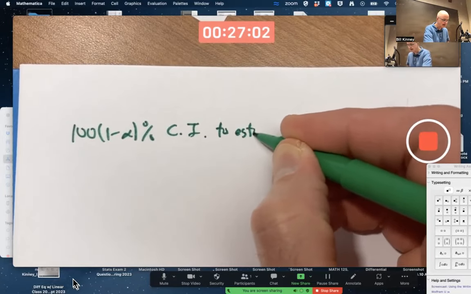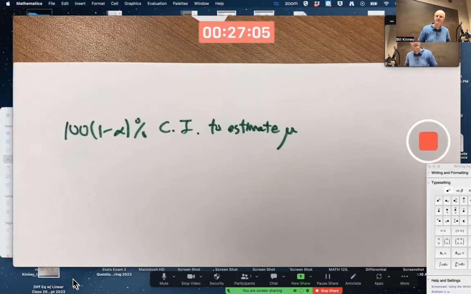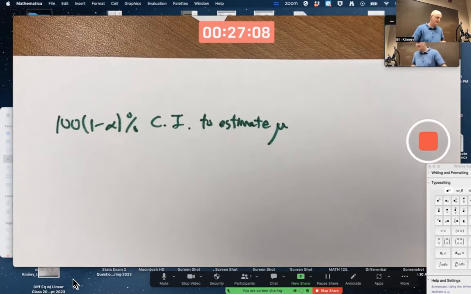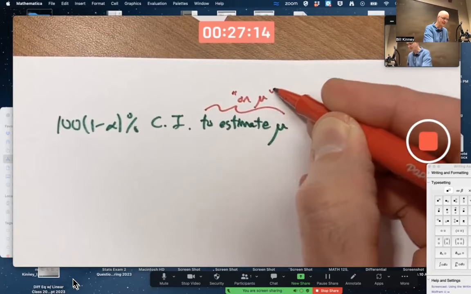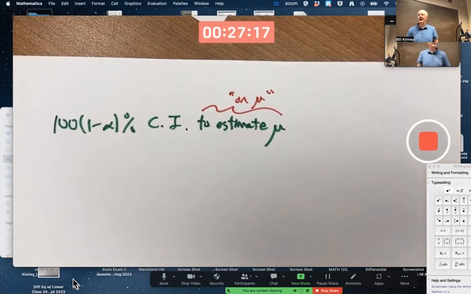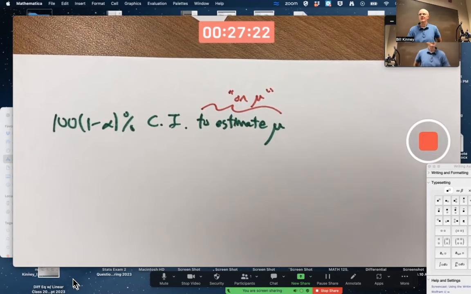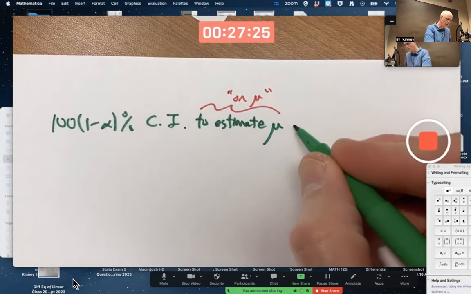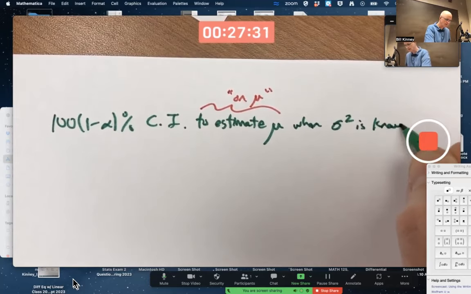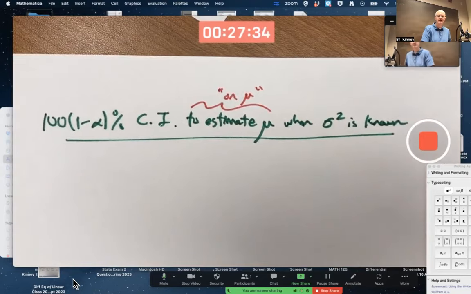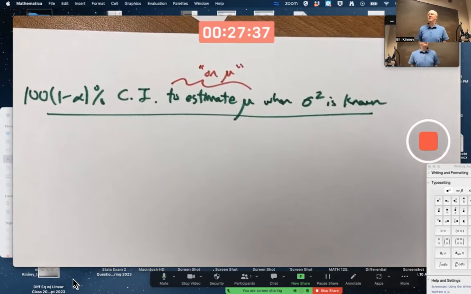To estimate a population mean, mu, the book phrases this on mu, but that's sort of weird phrasing in my mind. What does on mu mean? It means to estimate mu when the population variance is known, meaning also the population standard deviation is known. Very, very unrealistic, right? If you don't know mu, why would you know sigma squared? It's almost silly.